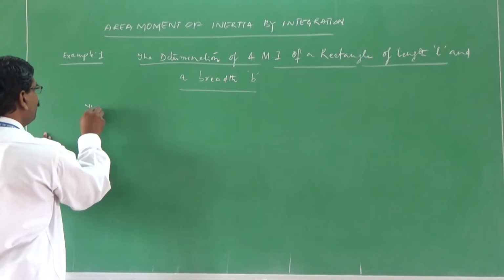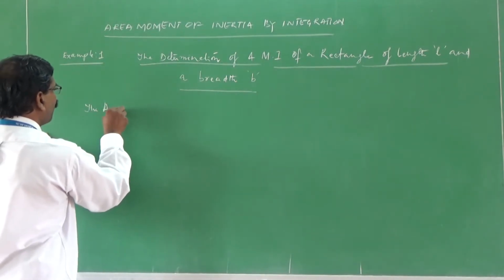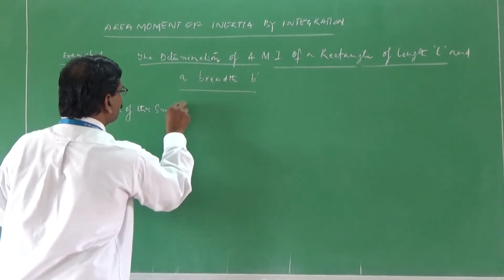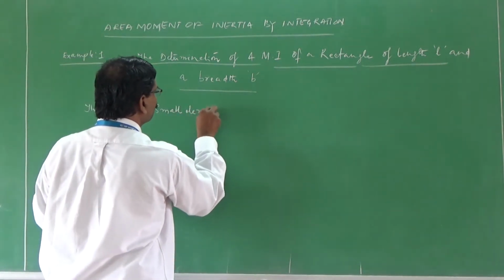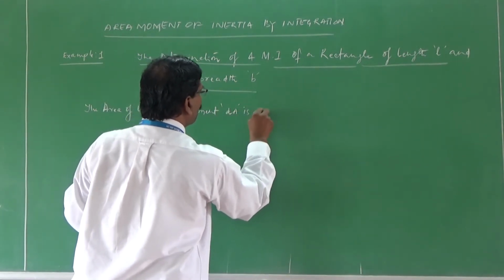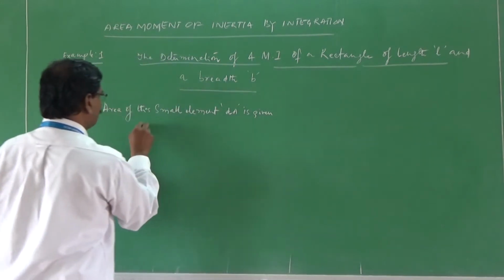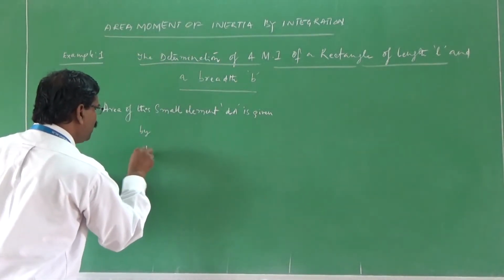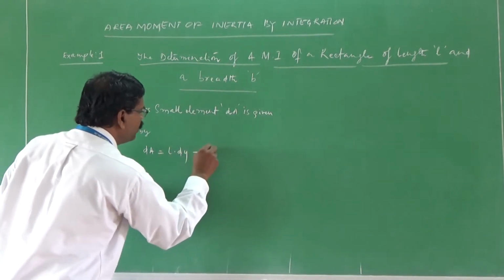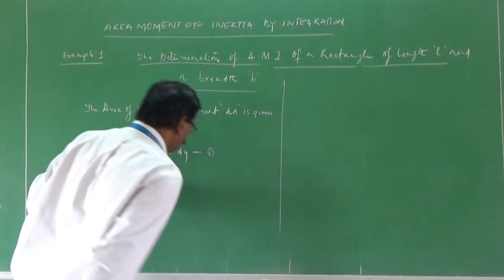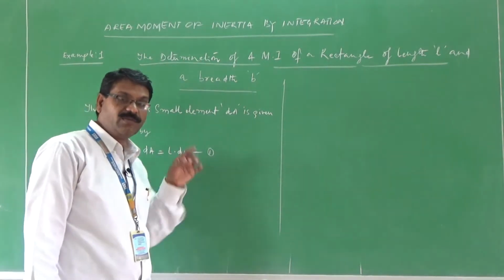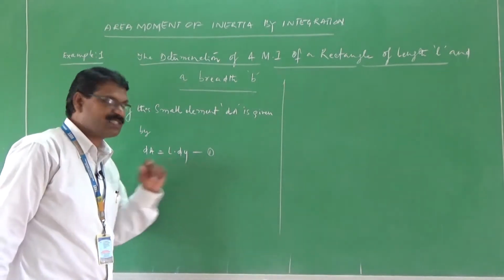The area of this small element dA is given by dA is equal to L into dy. I can call it equation 1. Now, utilizing this dA, we have to find the moment of inertia with respect to x axis.